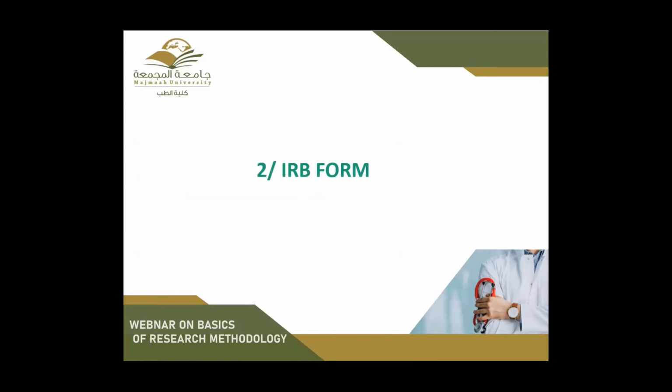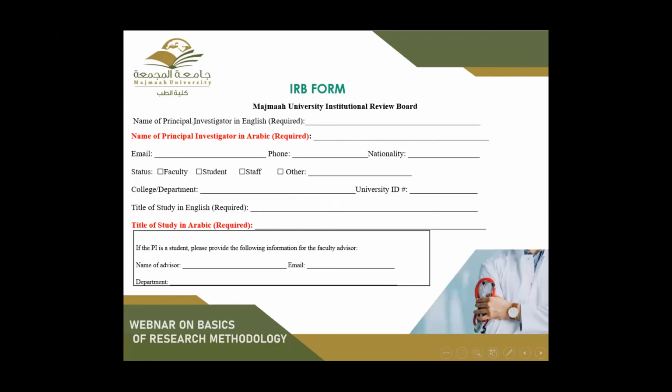That one was the proposal only. And this number 2 is the IRB form. You are asked to write the names of the investigators in Arabic. Some people forget to write their names in Arabic. This is a common mistake.